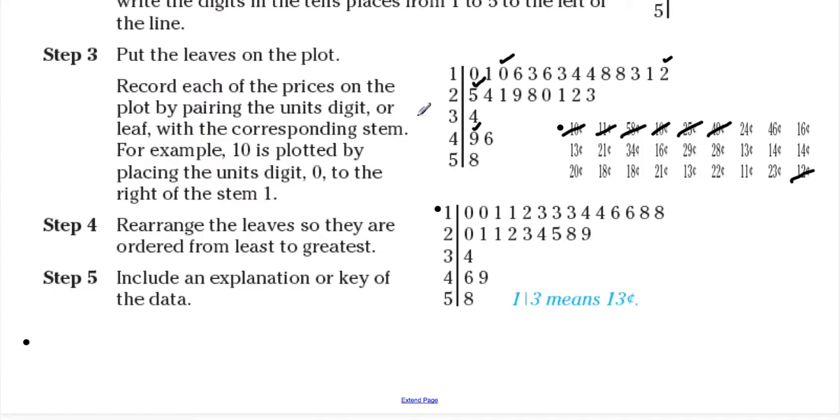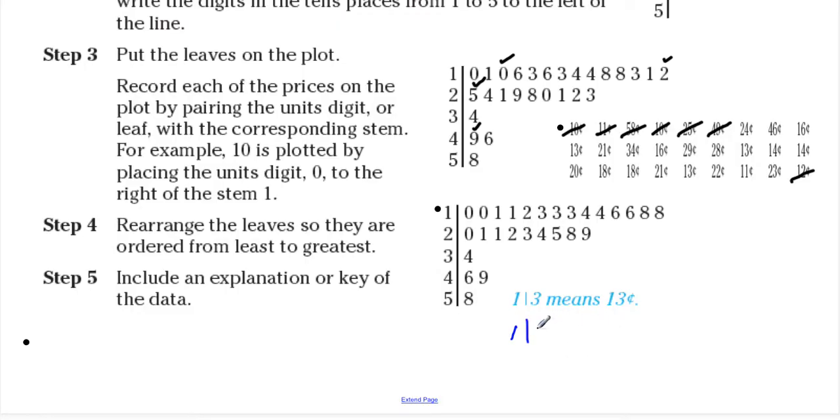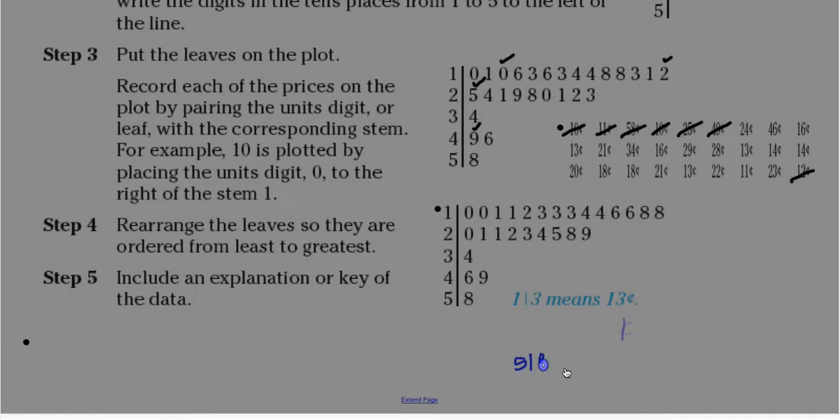You are basically looking at these two numbers right here. Okay? Can I use 1 vertical line 0? Yes, I can. I can also use 1 vertical line 0 if I want, which means 10 cents. Okay, let's do 2. So I can do that too, which means 12 cents, and so on and so forth. I can do 5 vertical line 8, which means 58 cents.